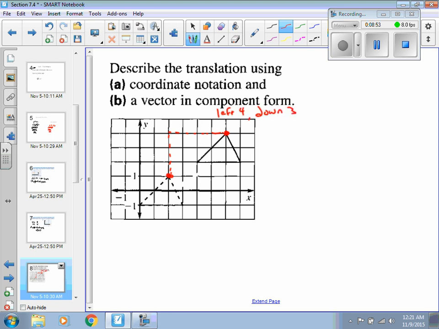So now we're going to use that in order to write a coordinate notation. Again, you always want to write the ordered pair (x, y). And then we need to figure out which direction we're going to move from that. So (x, y) is going to go to (x, and since we're moving left, it's going to be minus those 4 units. And since we're moving down, it's going to be y minus 3).